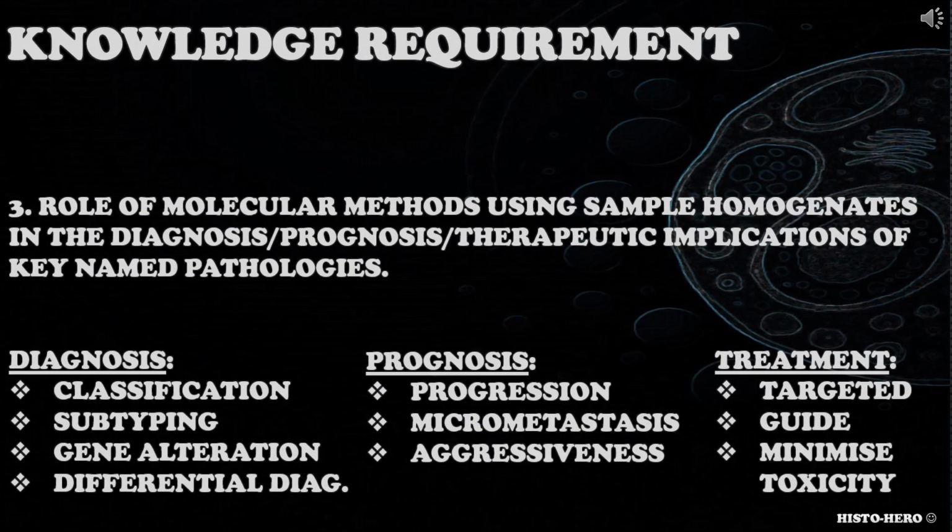The third knowledge requirement is for you to know the role of molecular methods using sample homogenates in the diagnosis, prognosis, therapeutic implications of key named pathologies. What role do molecular methods using sample homogenate play in the diagnosis, prognosis, and treatment of key pathologies? Consider the role of classification and subtyping diseases, detection of genetic alterations, differential diagnosis of ambiguous tumors, detecting unknown primaries. Consider the role in prognosis like estimating progression and aggressiveness of disease, detecting micrometastasis. Consider the role in treatment and guiding personalized or targeted therapy, minimizing toxicity from drugs.